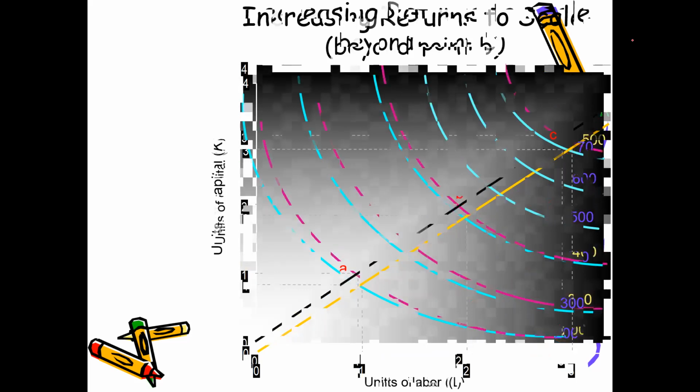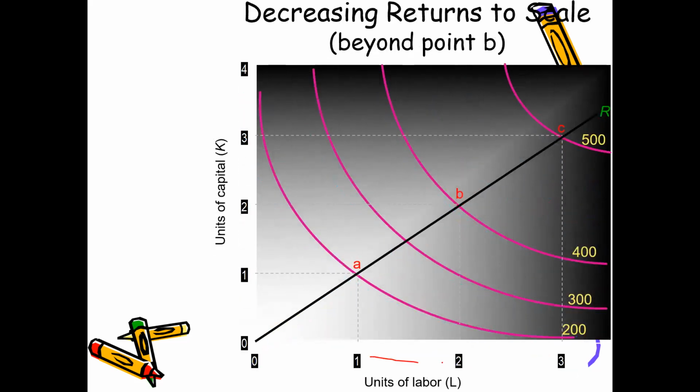In the last graph, the input increases from A to B, let's say doubling. Of course, the output increases from 200 to 400, which means by 200. Again, the inputs increase at the same rate, but output increases only by 100, from 400 to 500. The rate is decreasing. So this is decreasing returns to scale.